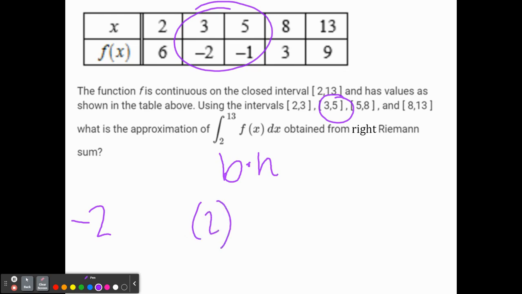And the height is determined, again, by the fact that this is a right Riemann sum, by the right endpoint. So 5 is my right endpoint on this interval. f of 5 is -1. So it looks like this second rectangle also has an area of -2. And I'm going to let you finish the last two in class.